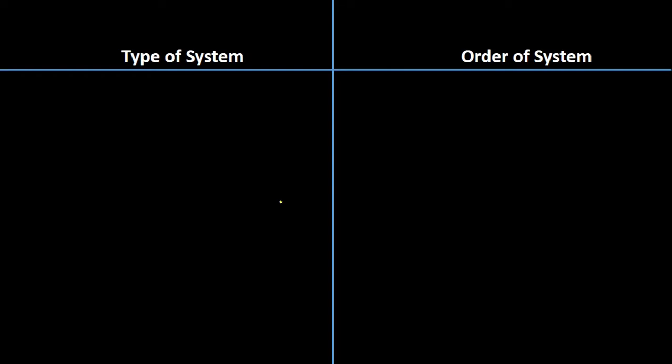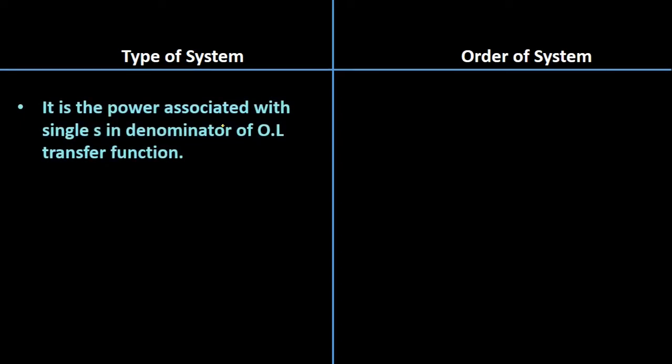Okay, so that type of system is called a type N system. Now let us see the difference between the type of system and order of system. Type of system is the power associated with the single s in the denominator of the open loop transfer function. So as I have told you, whatever be the power of the single s will be the type of the system. If it is 1, then the type will be type 1, and if it is 2, then type will be 2.